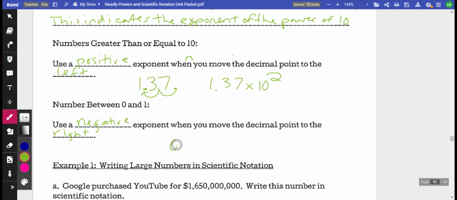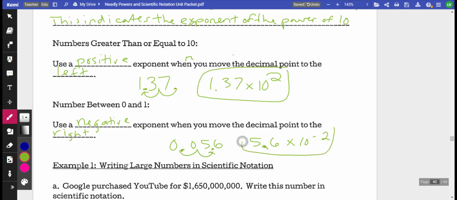Now if your decimal is between the 2 zeros, you want to move it between the 5 and the 6. So move the decimal to the right twice. So that's 5.6 times 10 to the negative second power. It's a negative exponent because my number is less than 1, while my previous example was a positive exponent because it was greater than 10.